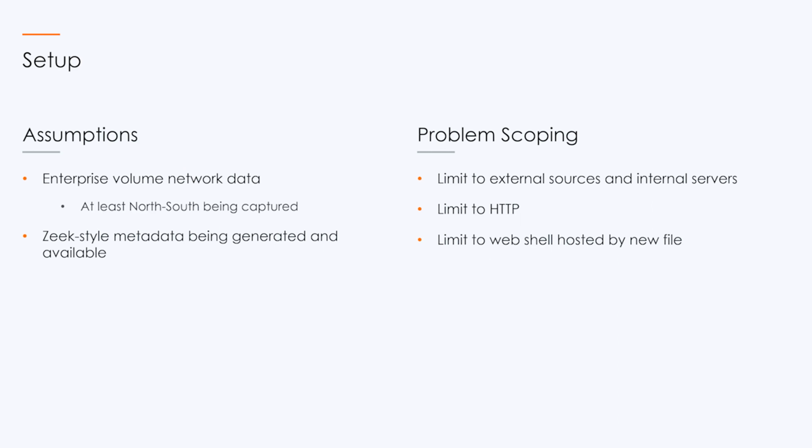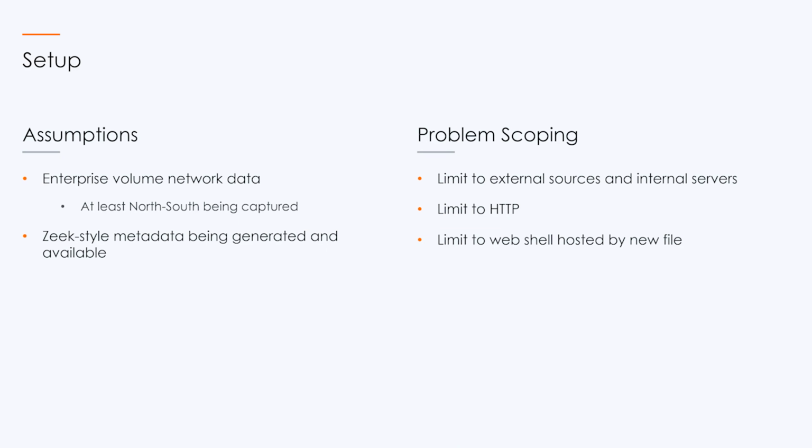So here's the setup for doing this type of creation of a detection model. One assumption is that you have real data, enterprise volume of traffic, and that you're at least capturing the north-south traffic. Also, an assumption here is that you have some type of additional metadata being generated, such as that generated by Zeek.